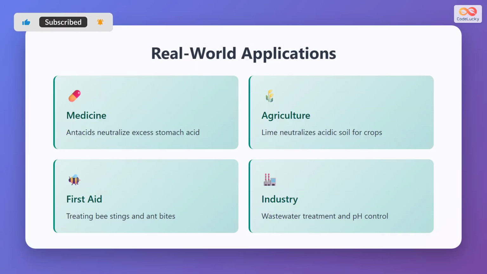Neutralization reactions are incredibly useful in real life. In medicine, antacids neutralize excess stomach acid to relieve heartburn and indigestion. In agriculture, farmers add lime to neutralize acidic soil, making it suitable for growing crops. In first aid, neutralization helps treat bee stings and ant bites by countering the acidic or basic venom. And in industry, neutralization is essential for wastewater treatment and pH control in manufacturing processes. Understanding neutralization helps us see chemistry in action all around us.